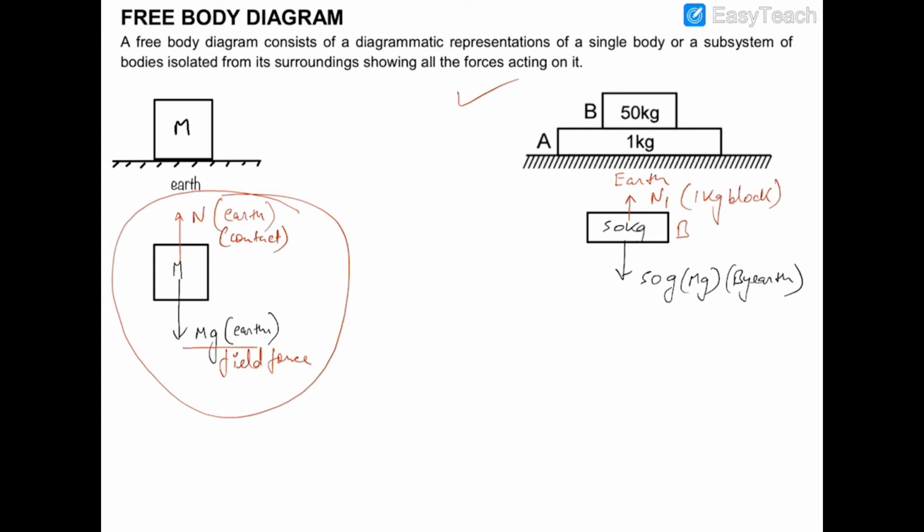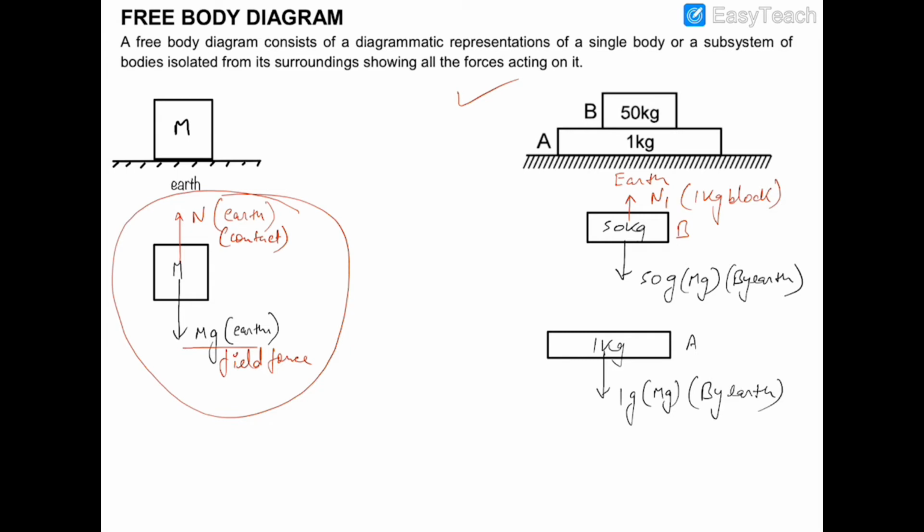And now if I draw the free body diagram of block A, for block A, 1 kg is its mass, and mg is acting downwards, which is 1g. 1g is mg, and it is being applied by earth.